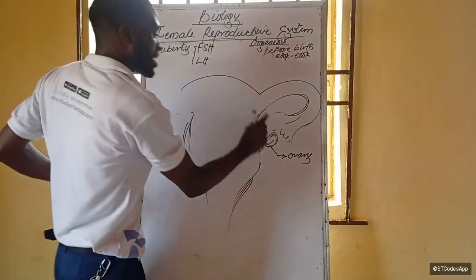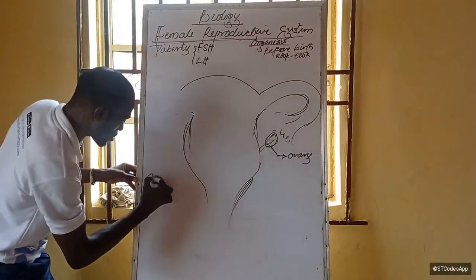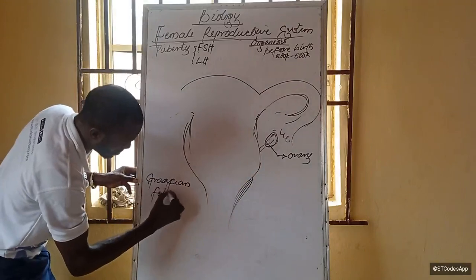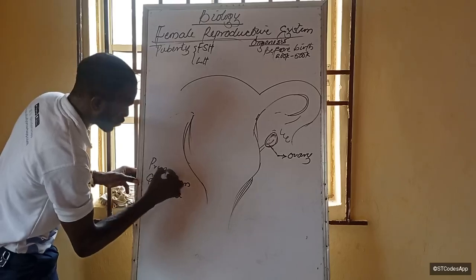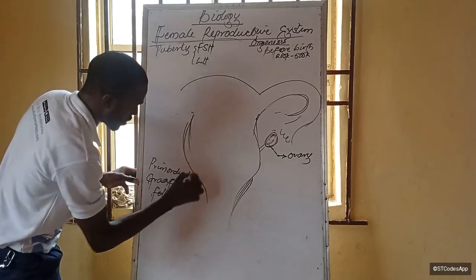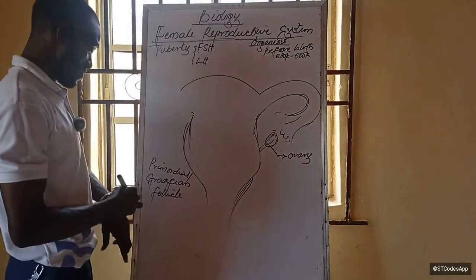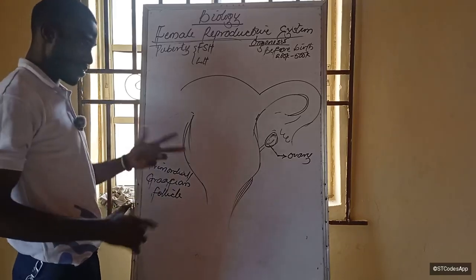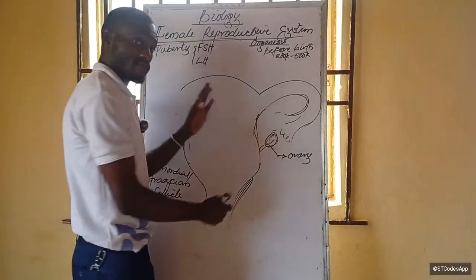those eggs. Before puberty, these eggs exist as what are called Graafian follicles. The Graafian follicles are also called primordial follicles, okay? Graafian is also the name of a scientist, Reinier de Graaf. So the point is that these follicles exist here before puberty.